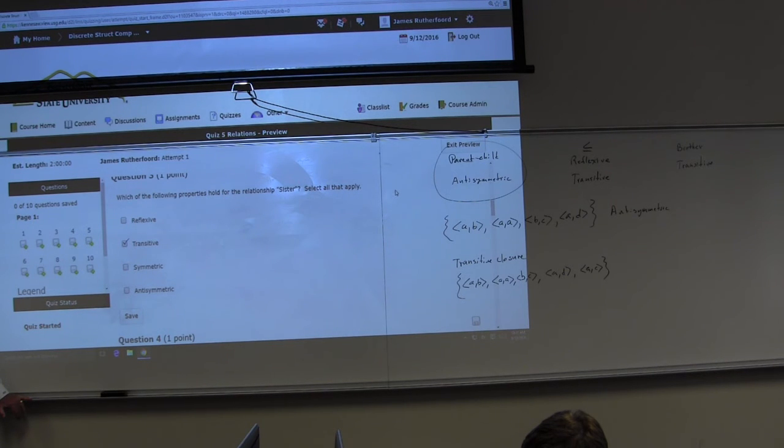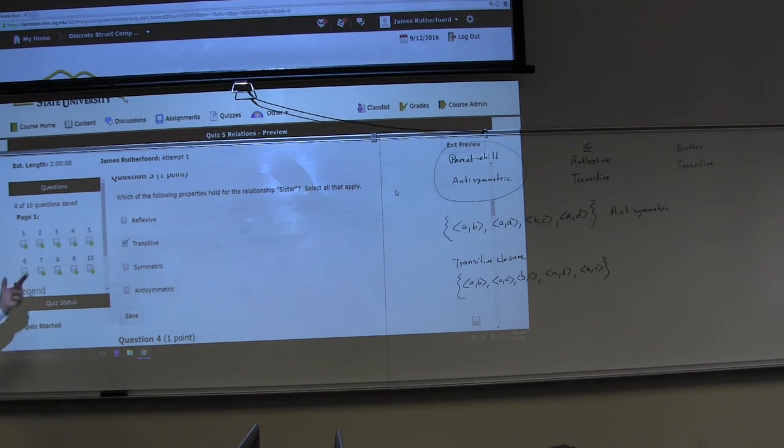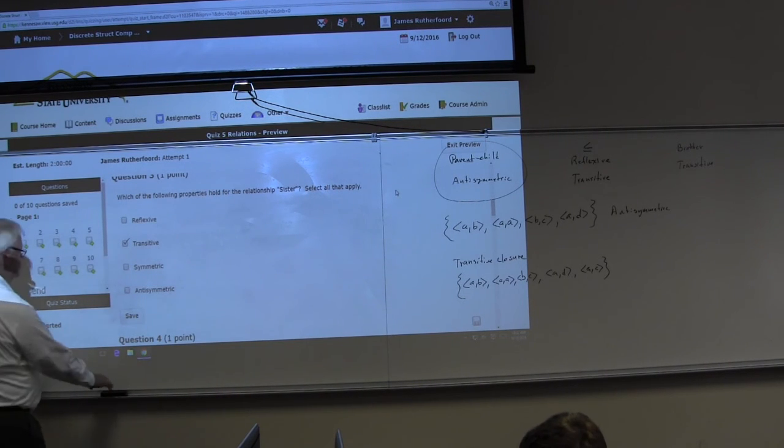And you're at a disadvantage now because when you see this, you say, if I had a sister, well, of course I'm their sister, right? But no, that wouldn't work for everybody in the relation because you could be brother. Okay, so it's not symmetric. Is it anti-symmetric? No, because sometimes you do have a sister-sister relationship, which are reversed. So the only thing here is transitive.